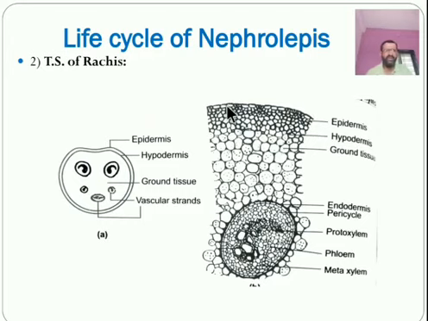When we take the section of the rachis, there are different regions. The first one is the epidermis, hypodermis, endodermis, pericycle. Let us see, endodermis, pericycle. After that the vascular bundles. These are the vascular bundles, comma shaped structures, and that is the vascular bundle here.